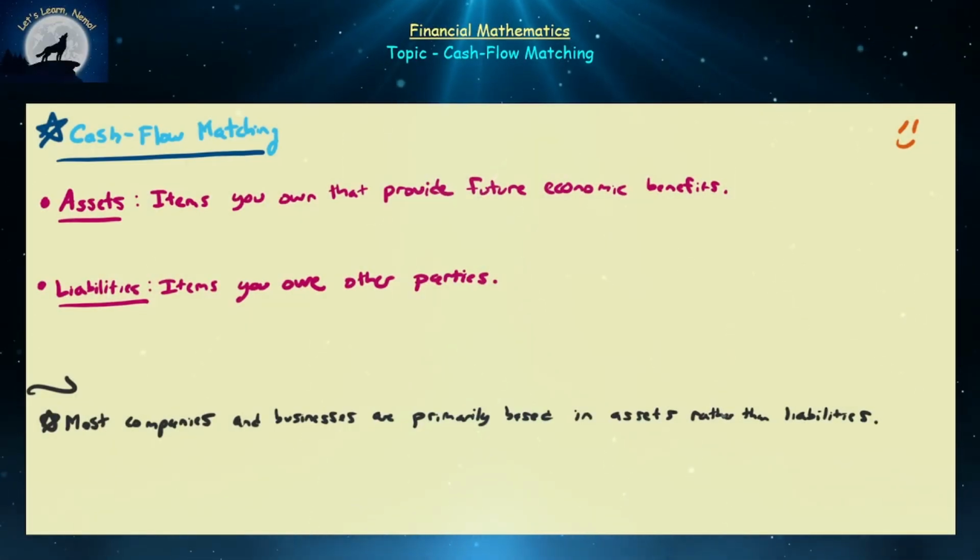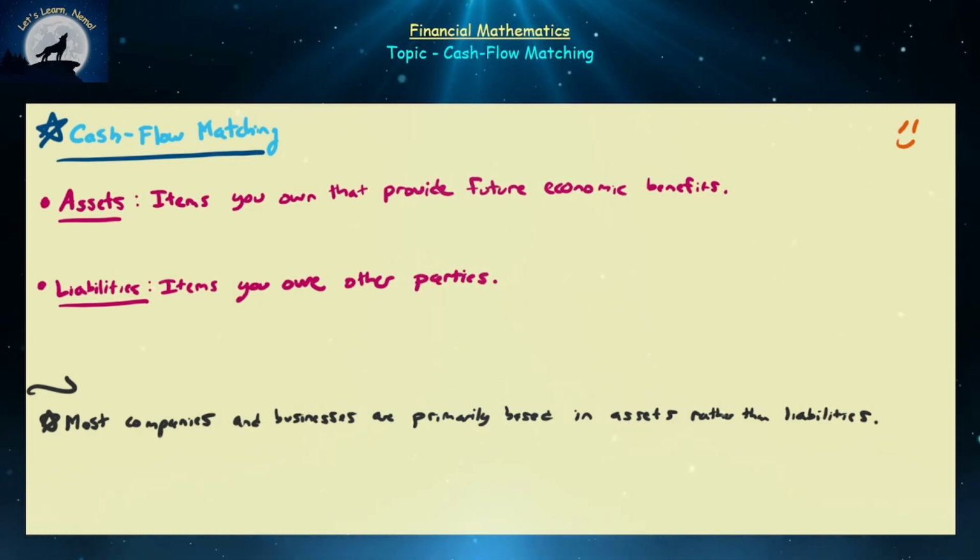Today we're going to be talking about a very important immunization strategy associated to portfolios, which is commonly referred to as cash flow matching. We'll get into immunization in a little bit more detail later on, but the idea of cash flow matching is actually very, very important in order to keep your equity non-negative. So what are these terms that I'm using here?